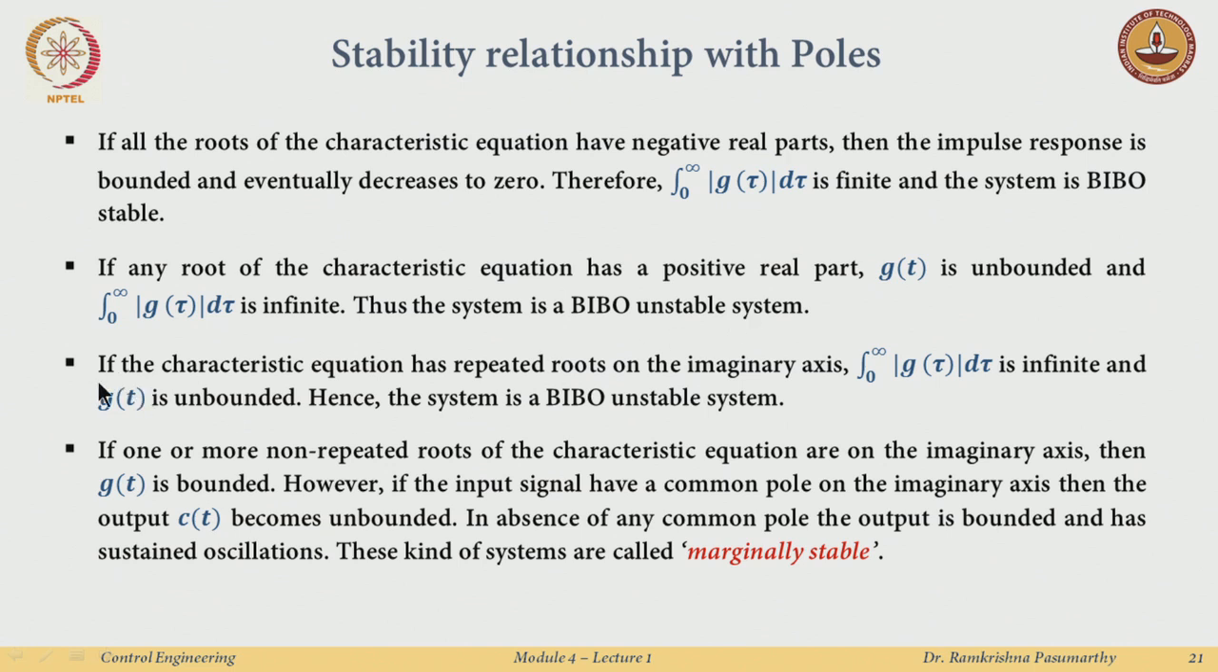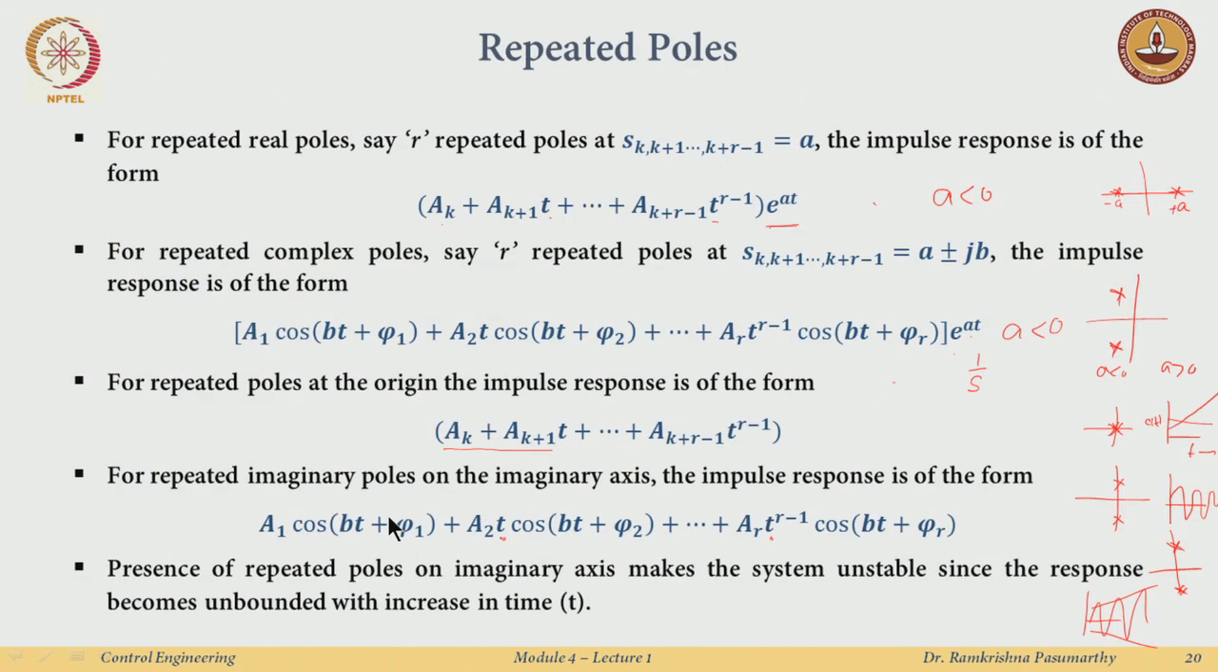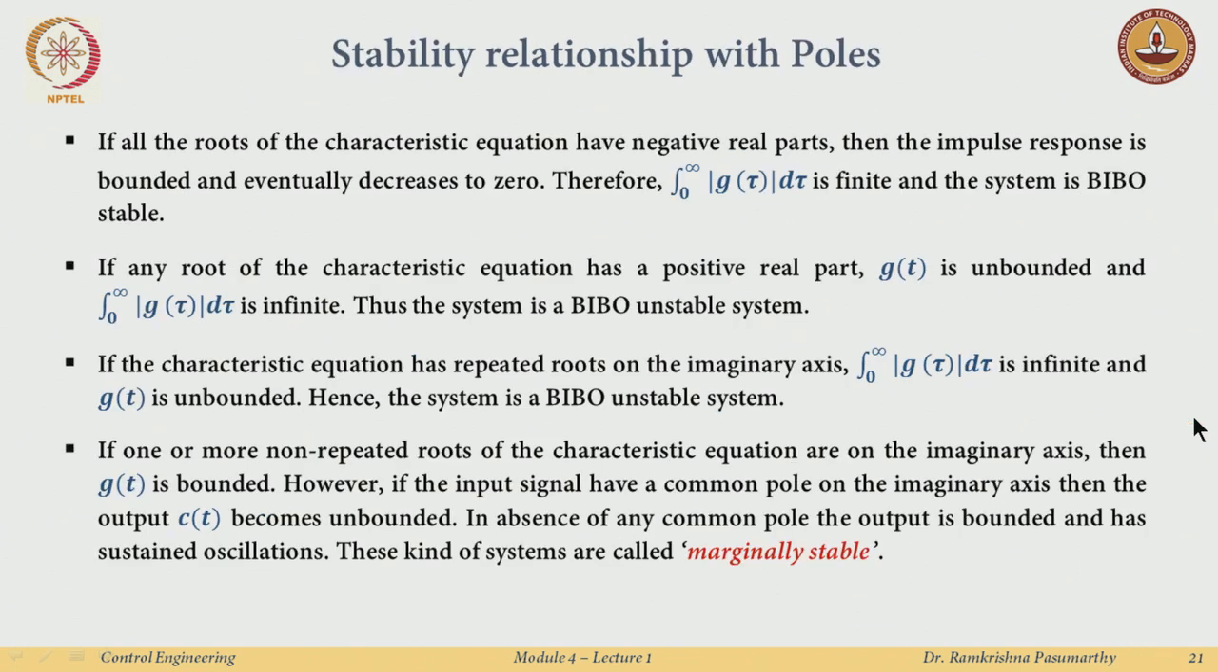Lastly, if the characteristic equation has repeated roots on the imaginary axis, right. So, again the same thing, it results in an unstable system. So, lastly, if one or more non-repeated roots of the characteristic equation are on the imaginary axis, then g(t) is bounded, okay, but the integral would not be bounded, right. So, as we saw here, this integral here is unbounded, with just one root at 0, okay.